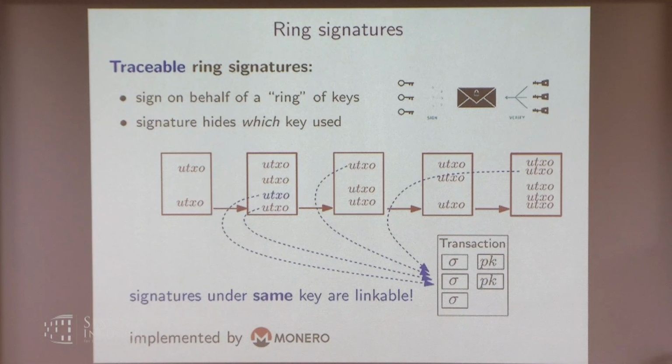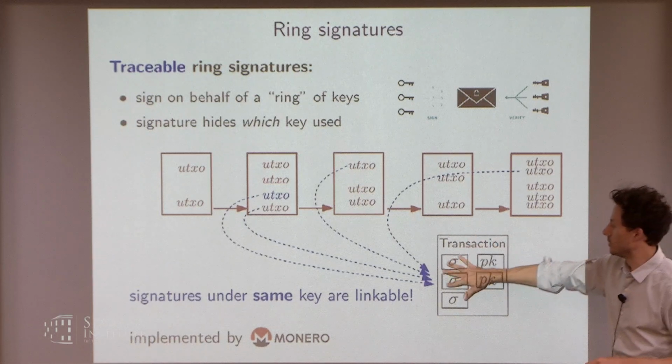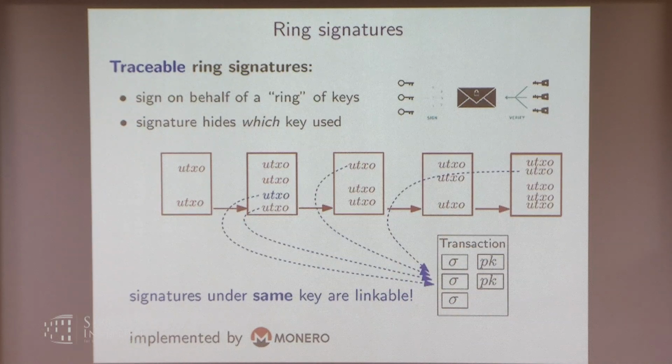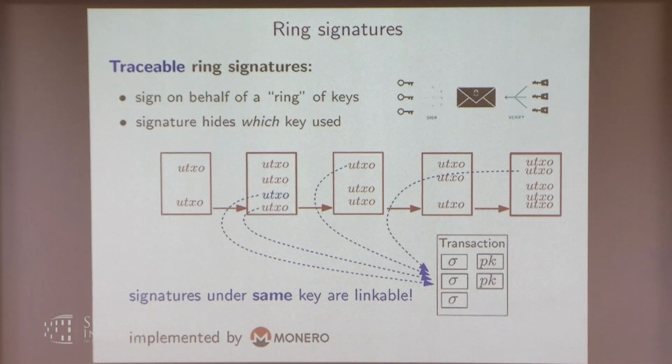to link. So if you have a ring signature, it's completely anonymous which of the keys was used to sign. But if you have two signatures that use the same key, then you can link them. So now if people see a new signature, they can check whether it links to one of the old ones. And if so, it means that the key had already been used, and so they reject it as being a double spend. So that's implemented in Monero.